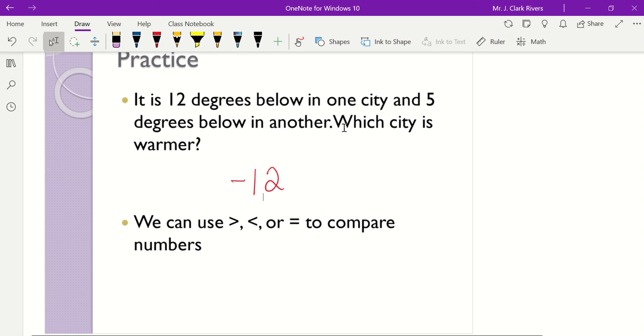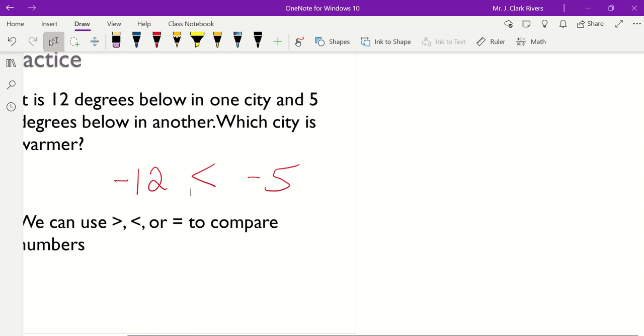And it's 5 degrees below in another. So let's write, what would that be? Negative 5. What's warmer? Negative 12 degrees or negative 5 degrees? Negative 5 is warmer, right? If it's negative 12 outside, it's colder. So we're going to put the less than sign. Negative 12 is less than negative 5.